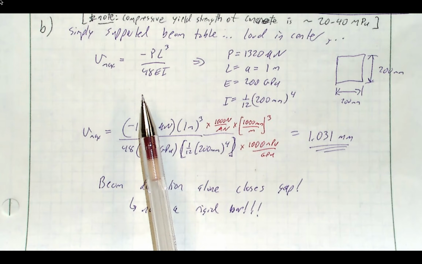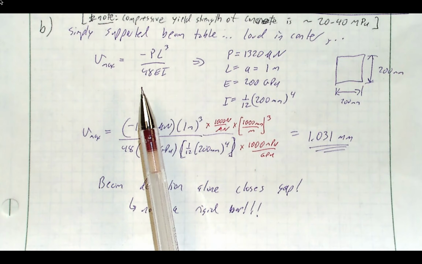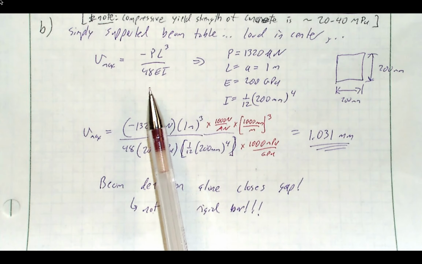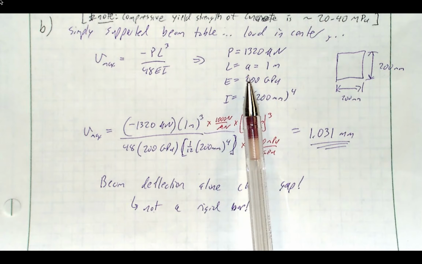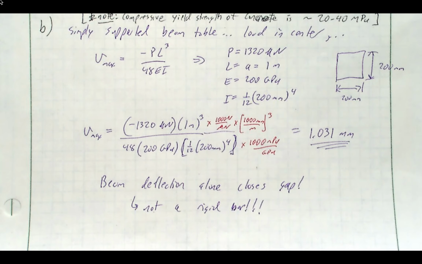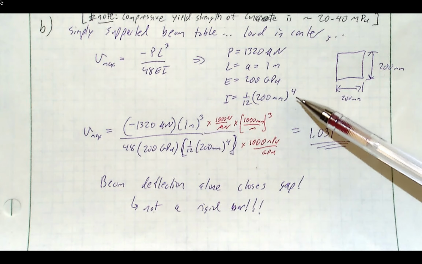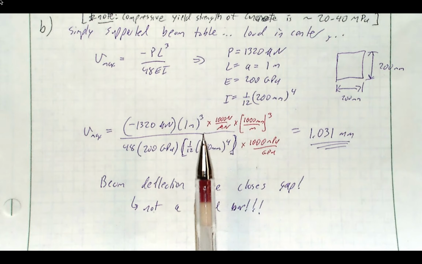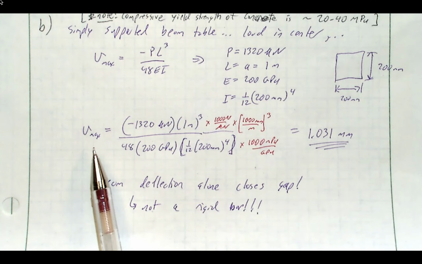The maximum deflection occurs at the center location where the load is applied, and it's just PL cubed over 48 EI. We know P is just 1320 kilonewtons. Our L is the length of our beam, which is 1 meter. Our elastic modulus is 200 gigapascals, and our moment of inertia for this 200 by 200 is just 1/12 bh cubed. But since b equals h, we can just do that length to the 4th power. Plugging all this in with the proper unit conversions, we get 1.031 millimeters due to beam bending.